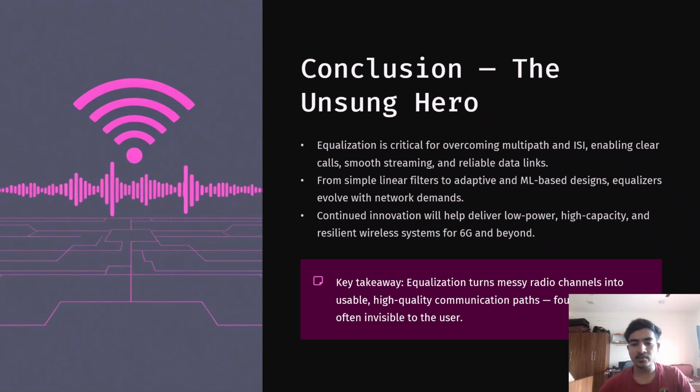And the key takeaway is that equalization turns messy radio channels into usable, high quality communication paths, foundational yet often invisible to the user. Okay, we get to know how important this topic is, and I went through the simple definitions and real world examples, and the types of equalization like linear, DFE, and adaptive equalizations, and we went through the applications and the limitations and the industrial uses, and lastly the conclusion.